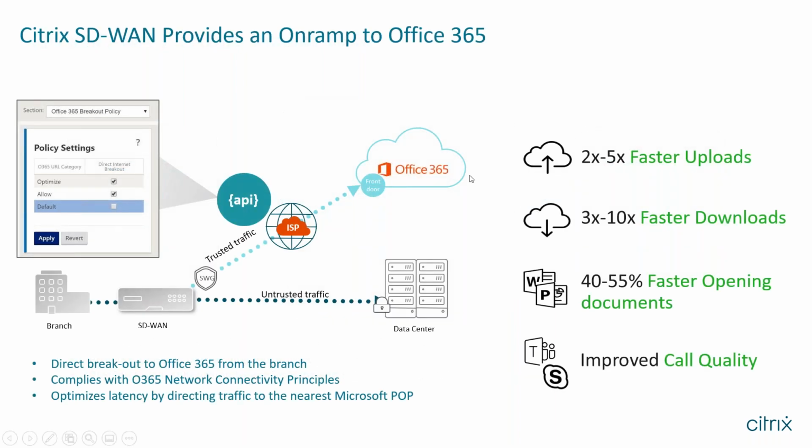And then if you look at the second part of this, it is Office 365. And as stated before, we can recognize here all the applications. We can recognize that it's Office 365, and we can also recognize which of the Office 365 applications it is. If it's Excel, SharePoint, or PowerPoint, then we can do different quality of service based on that. And then it's very, very easy to set up in our orchestrator. You just have two boxes here that you need to tick, optimize and allow. And then we will steer the traffic directly from the branch office up to the best resource available for Office 365.